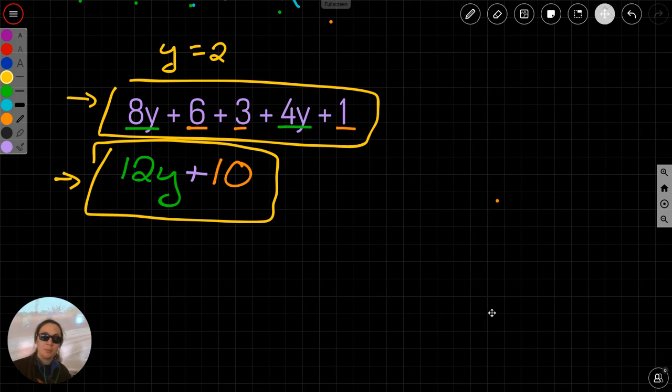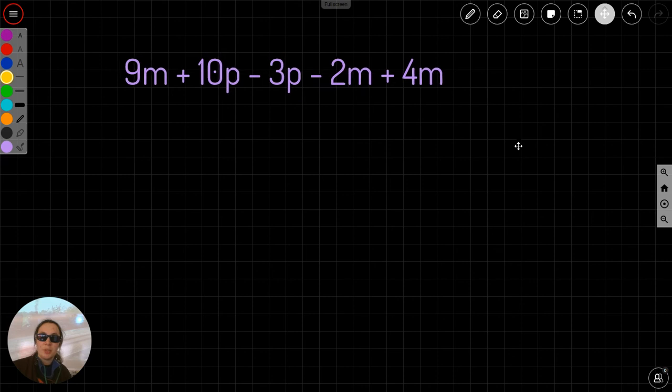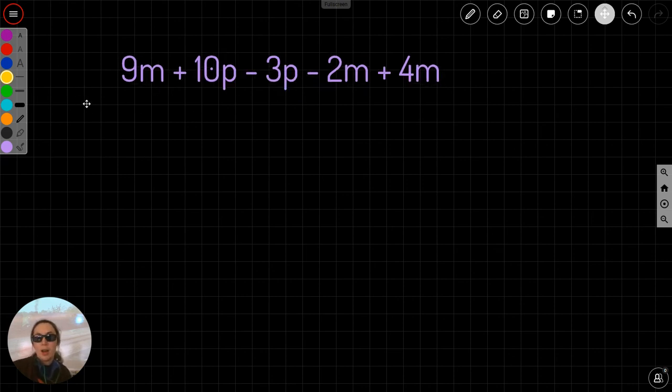Let's do another one. Okay, this one's a little bit trickier. Why? Well, for 2 reasons. One, I have two different variables. I've got m and I have p. The other tricky thing about this one is that we have right here in the middle a couple of minus signs, which I'm going to erase the red I put under them because it makes it look like equal signs. So we've got minus and plus this time.